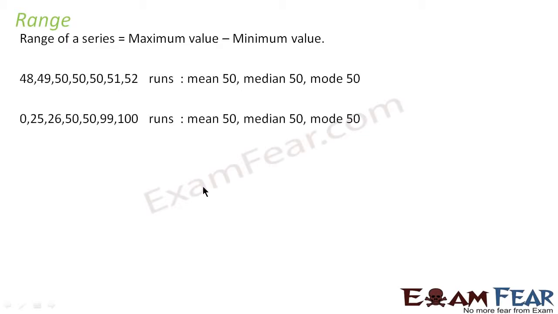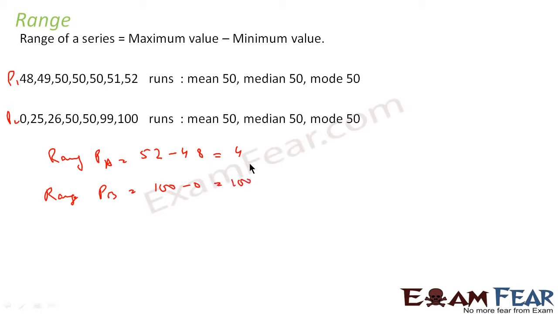So for the same data, we have the same two players, player A and player B. Now if you see, the range for player A will come out to be 52 is the maximum value, 48 is the minimum value, 52 minus 48, that is 4. Similarly, the range for player B will come out to be 100 minus 0, that is 100. So only with this data we can't tell anything. If I am told that range of player A is 4 and range of player B is 100, I can't tell much. But the only thing I can tell is that this guy is consistent and this guy is not consistent. But I can't tell whether it is good or bad.